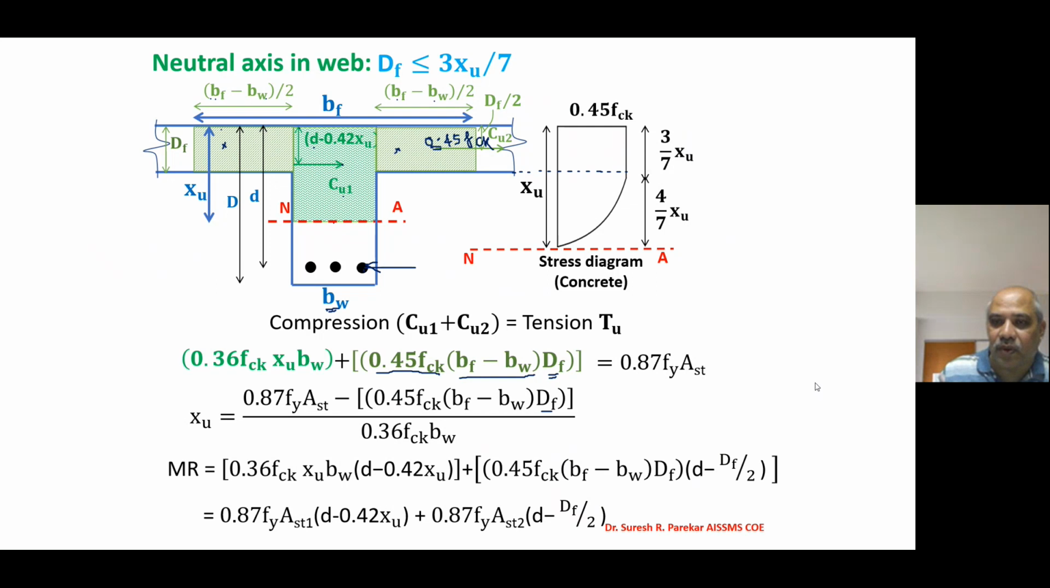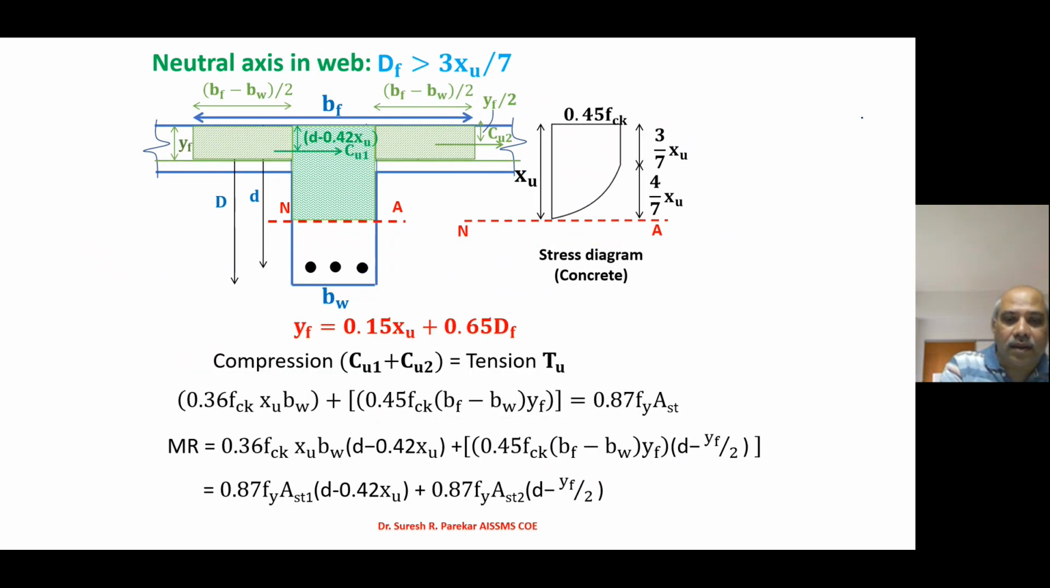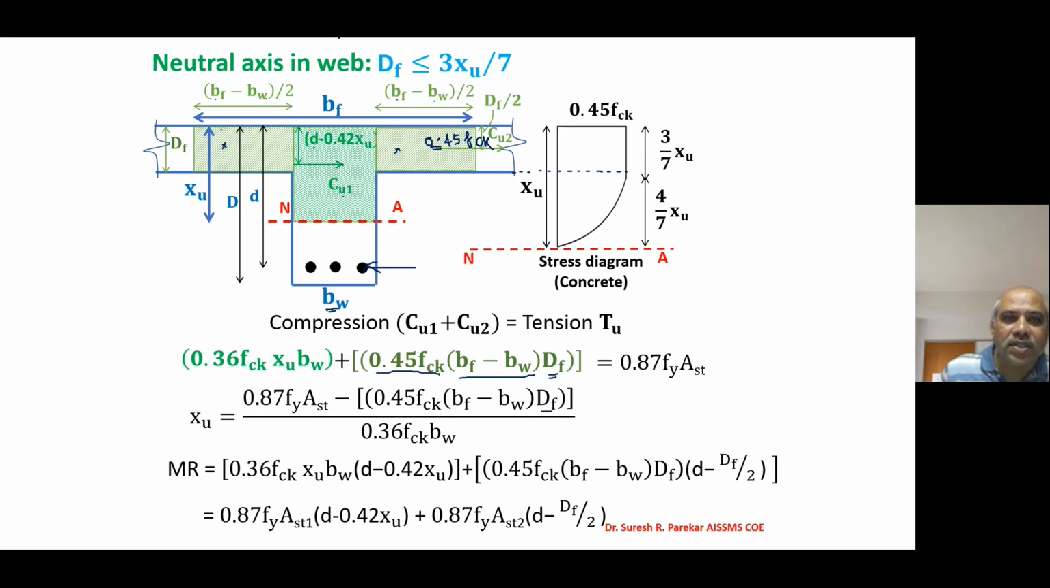Now this is most important. So now how we have this MR. So now you can see this for this MR. We have first CU1 and for CU1 we are going to be D minus 0.42 XU. And for this we have AST1 again. Now second part we have, second portion that is CU2.